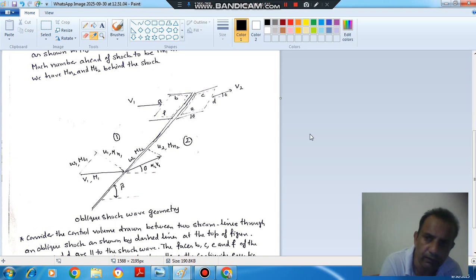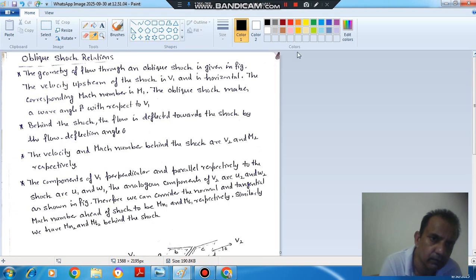Okay. Now I will read out this part. First point is the geometry of flow through an oblique shock is given in the figure. The velocity of sweep of the shock is V1 and is horizontal. The corresponding Mach number is M1. The oblique shock makes a wave angle beta with respect to V1. Behind the shock, the flow is deflected towards the shock by flow deflection angle theta.